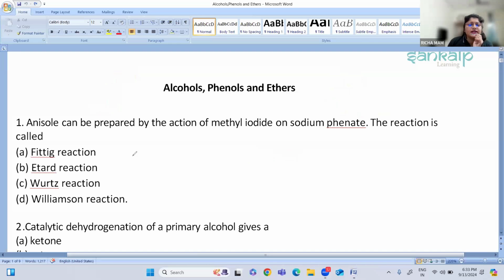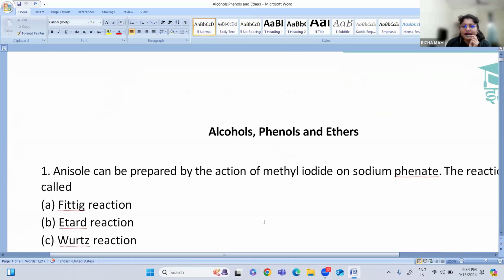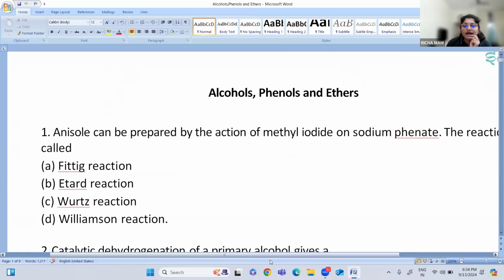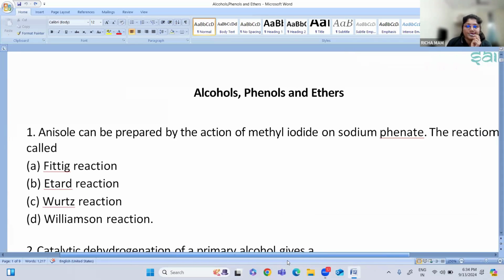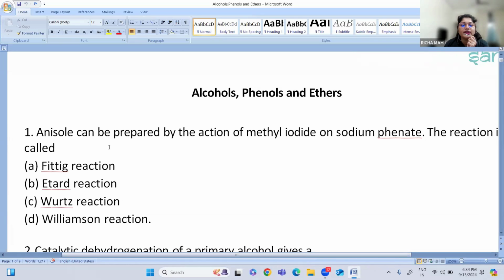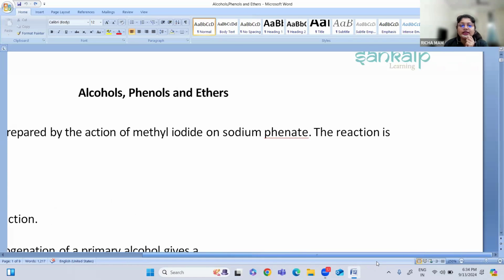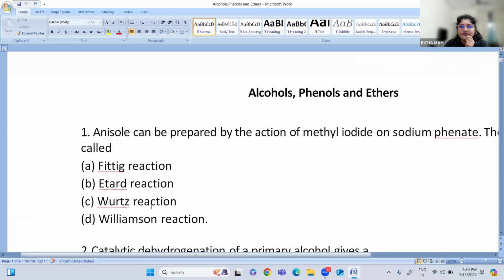So let us start with the questions now. This is our first question. I hope the screen is visible and my voice is audible. Anisole can be prepared by the action of methyl iodide on sodium phenate. The reaction is called: A, Fittig reaction; B, Étard reaction; C, Wurtz reaction; and D, Williamson reaction.